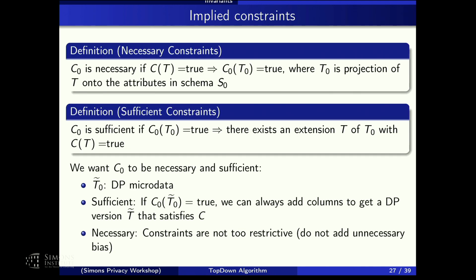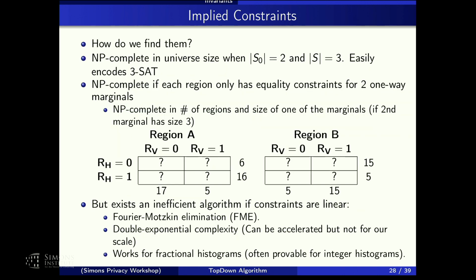We can't have arbitrary constraints. C0 has to be necessary and sufficient. So if something is true on the entire table, then it must be true on the projection, with T0 as the projection of the full table. And conversely, if something is true on T0, there has to exist an extension. All right, so the question is, how do we find them?